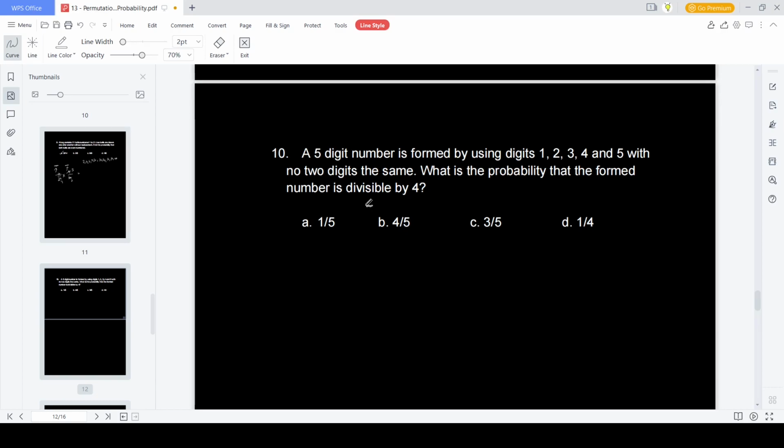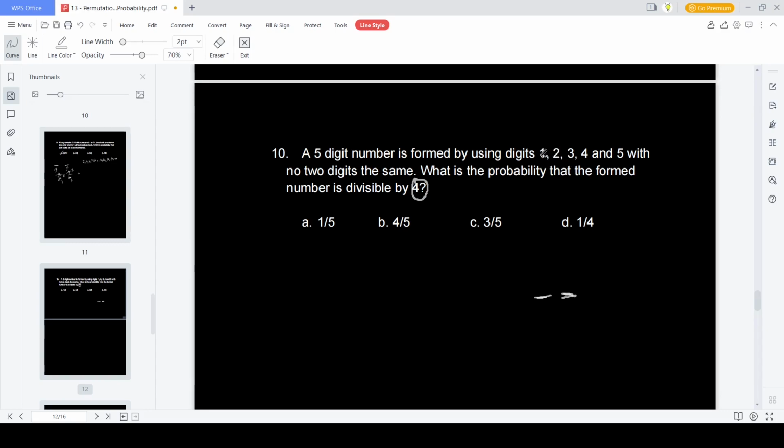Okay, that means repetition is not allowed. What is the probability that the formed number is divisible by 4? For a number to be divisible by 4, you need to have the last 2 digits divisible by 4. So if you want to form a number divisible by 4 in the last 2 digits, what we have to do is count the number of ways possible.